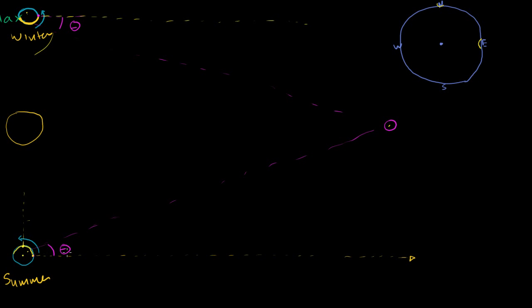So what will be the apparent position of this star? Well, it's going to be towards the east. It's going to be towards the direction that the sun is rising. So this angle right over here is going to be right over there. So this will be the angle, this will be the angle theta. So this is in the summer.